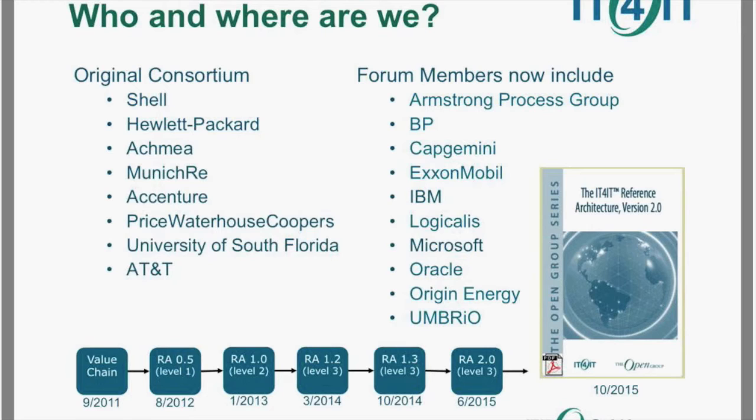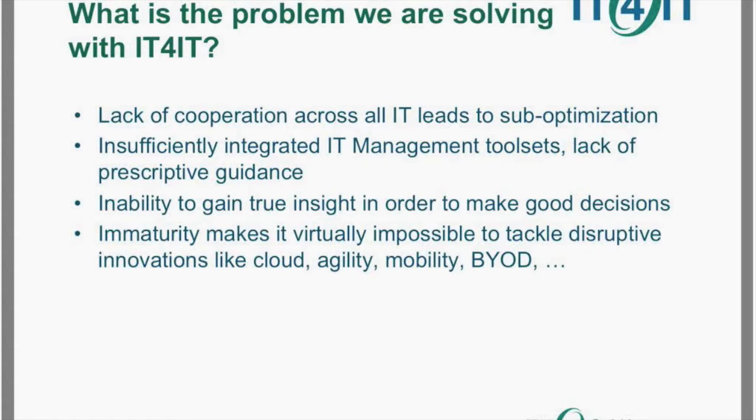There's been very rapid growth in the membership of the IT4IT forum, and I think now we're over 60 members, and you can see some of the others here, people like Armstrong Process Group, buyers like BP, ExxonMobil, and Origin Energy, suppliers like Microsoft, IBM, Capgemini as both a supplier and a consultancy. So very rapid growth in that area because there's people really developing a lot of interest in how to do this transformation. So that's the group. That's who we are. Now, how are we doing it, and what problem are we solving?